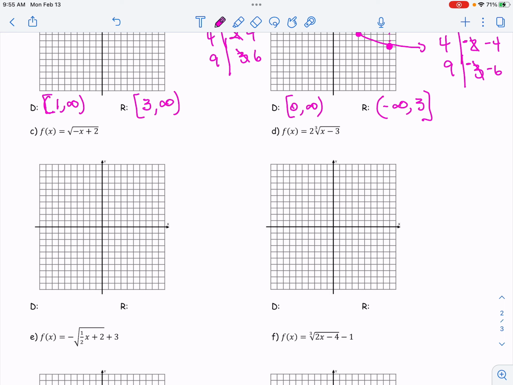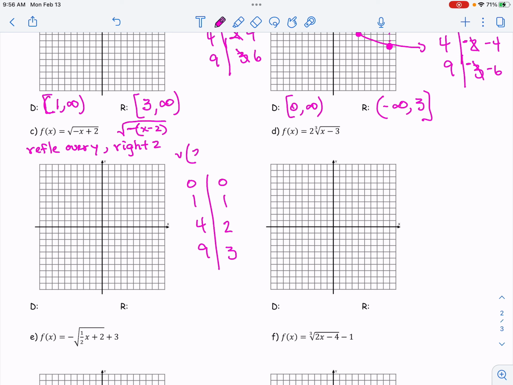Transformations: first thing I have to do here is take that negative away from the x, and so it would be negative x minus 2. It has been reflected over y, and it has been moved right 2. My table, 0, 0, 1, 1, 4, 2, 9, 3. My vertex is going to be 2, 0.